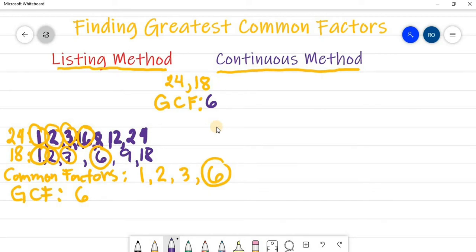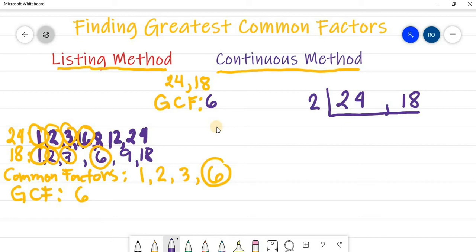Now let us use the continuous division method. Let's see if we will arrive at the same answer if we use this method. So we have 24 and 18. So let's write them in a horizontal way. And then you think of a prime divisor, a number that we can use to divide 24 and 18. So we have 2, the smallest number that we can use to divide 24 and 18.